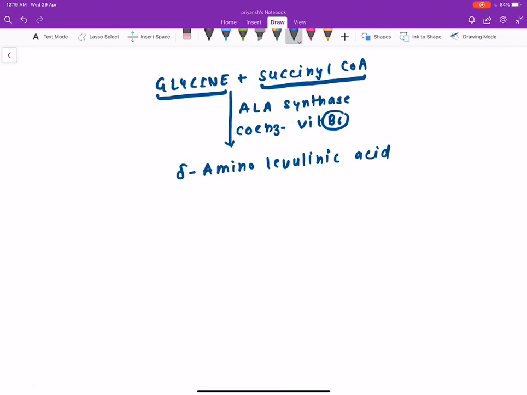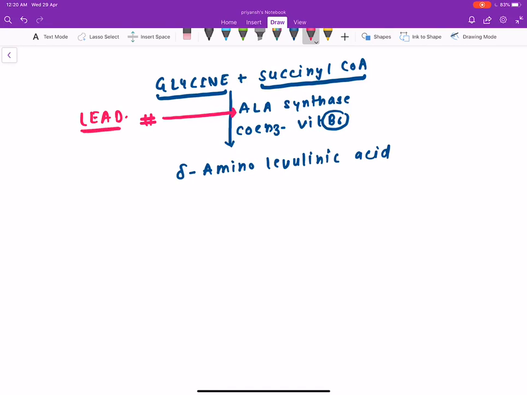Delta aminolevulinic acid. I am adding the extra point here itself, that this enzyme ALA synthase is inhibited by a toxin, that is lead. Lead inhibits this enzyme ALA synthase.